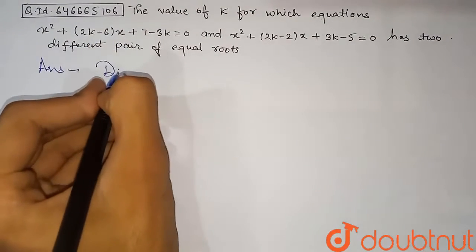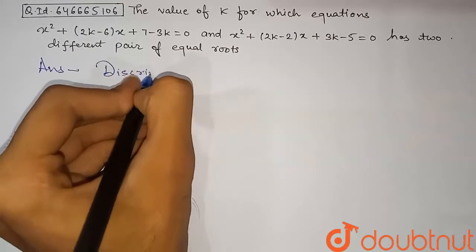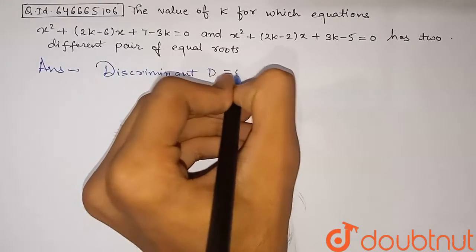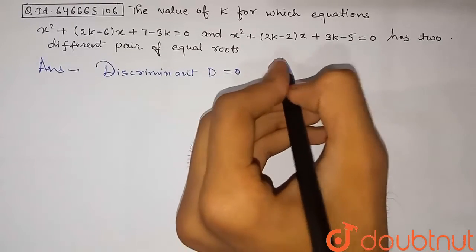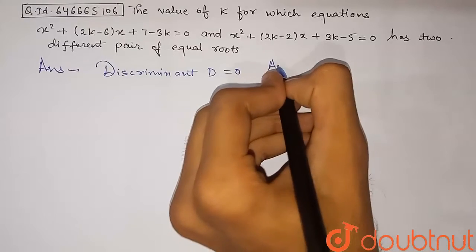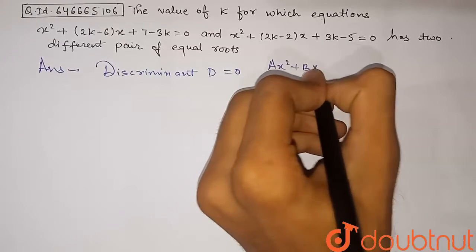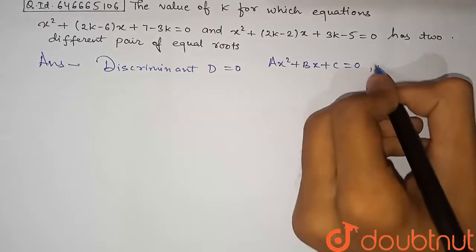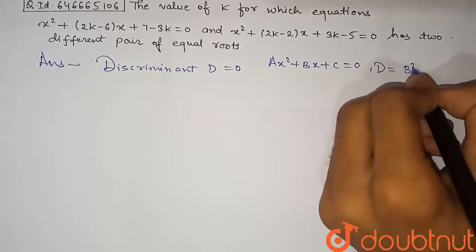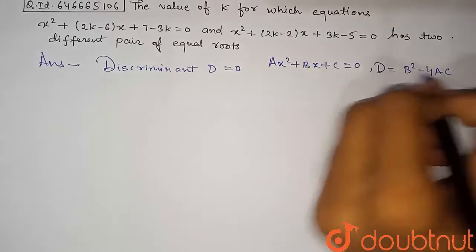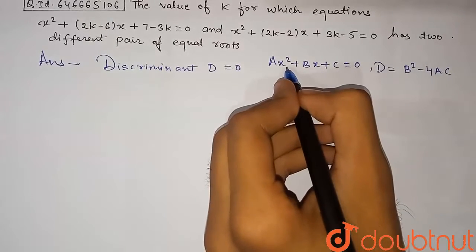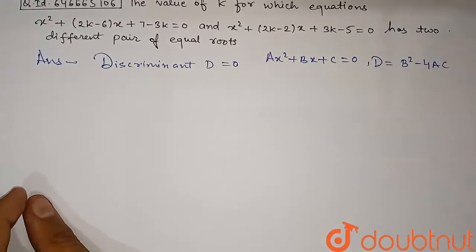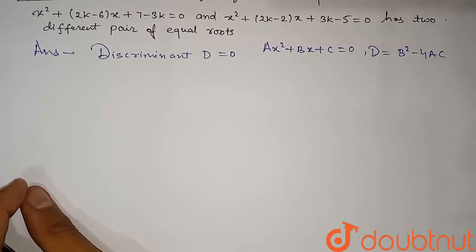So we can write discriminant D equal to 0. If any quadratic equation is given to us like ax square plus bx plus c equal to 0, then the discriminant, that is the value of D, will be equal to b square minus 4ac. It means that the coefficient of x is b, the coefficient of x square is a, and c is the constant term in that equation.